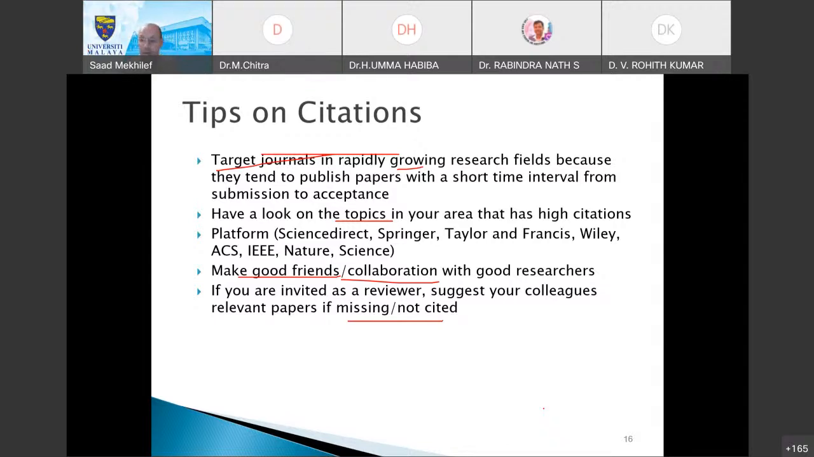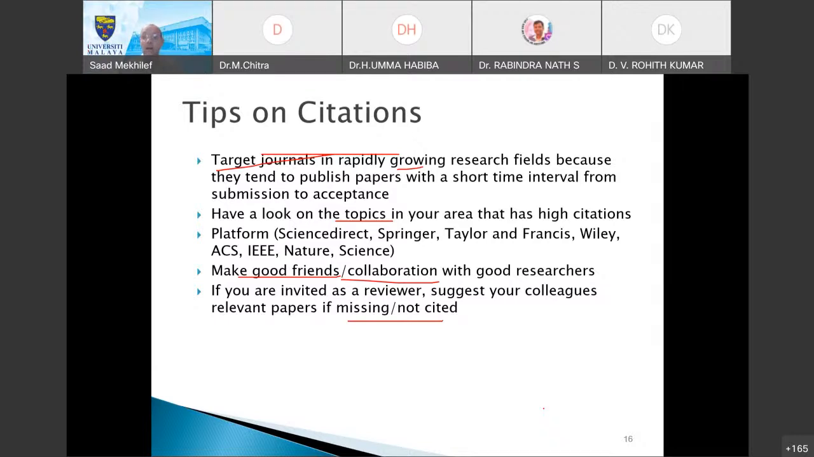If they are related to the topics, I personally see no problem, but you have to do it transparently. If possible, if you don't need to do it, better not. But sometimes you do suggest papers for other people.